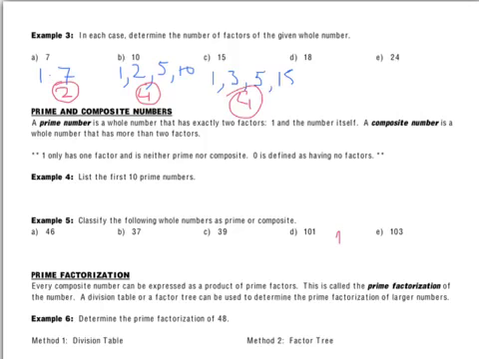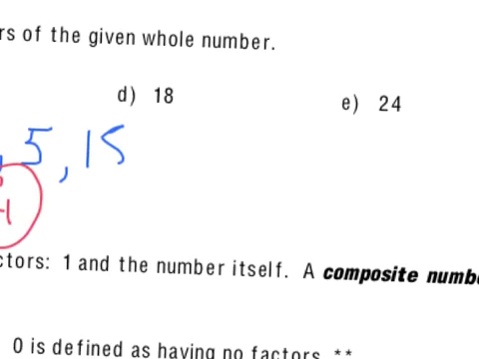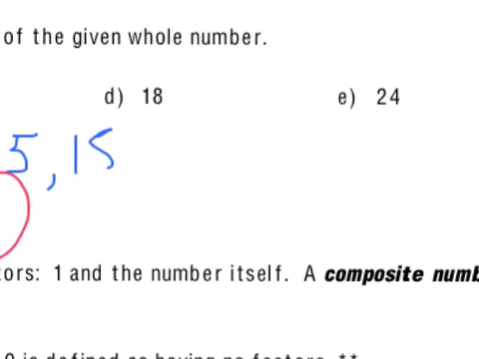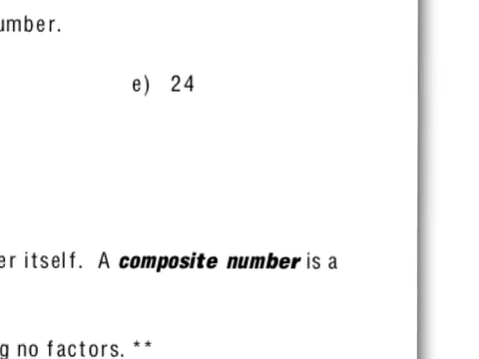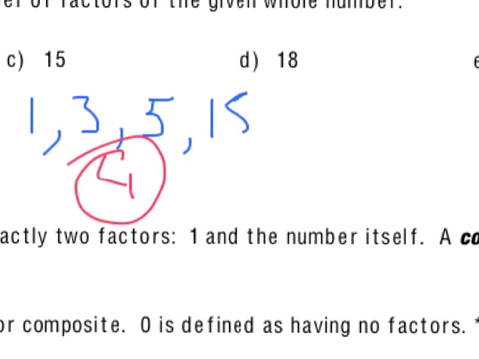Let me blow this up a little bit so I have more room to write. There we go. Let me move it over here a little bit just so it's easier to write. 18 has 1, 2, 3, 4 does not work, 5 does not work, 6, 9, and 18, which makes a total of 6 factors.